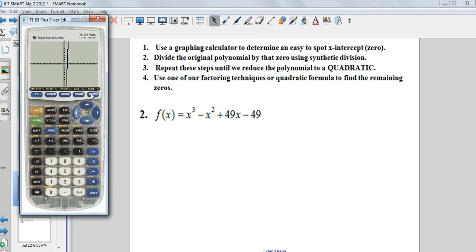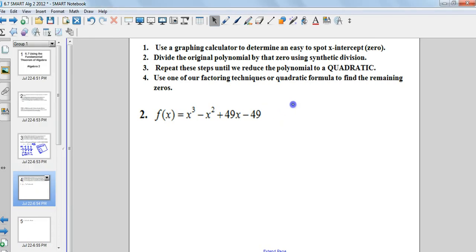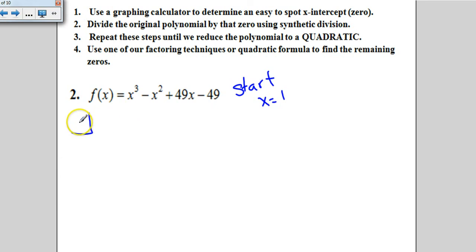Now, I can only see one of the x-intercepts, so I'm going to make a little note here. This x-intercept is crossing at 1, so my note says that I'm going to start with my x-intercept of 1. And we're going to set up synthetic division. Let's get a bigger screen here, where I put that x-intercept in the box, and then I write my coefficients of the original polynomial. So 1, negative 1, 49, and then a negative 49.